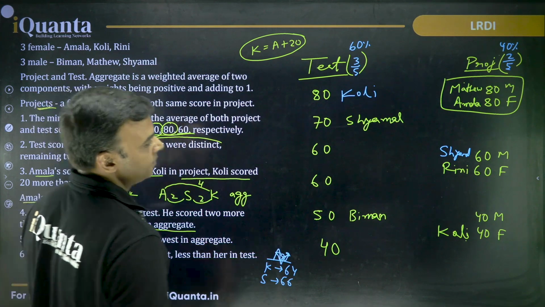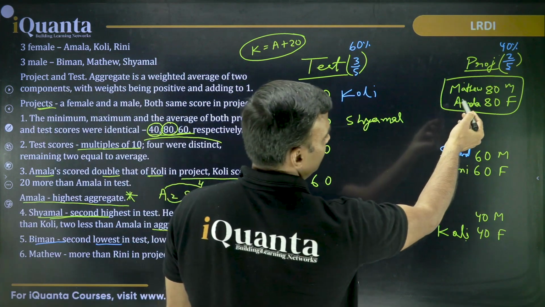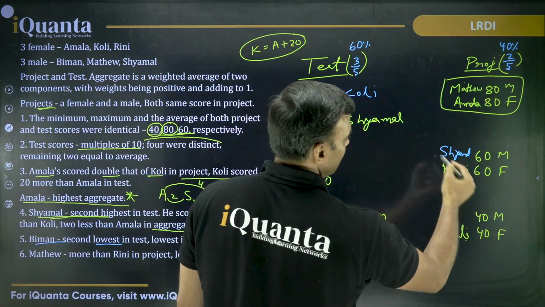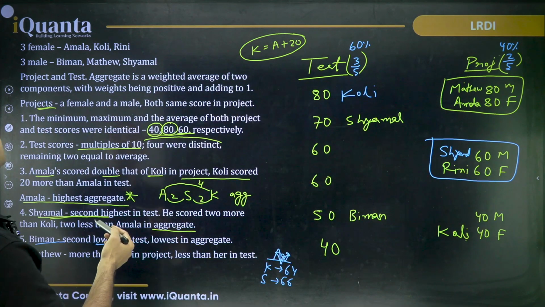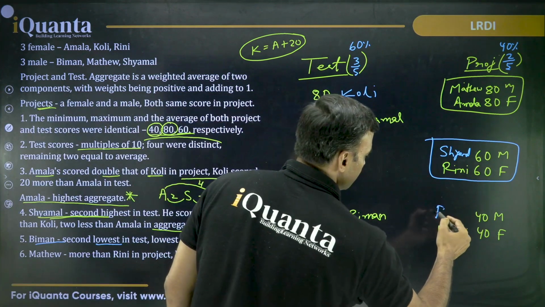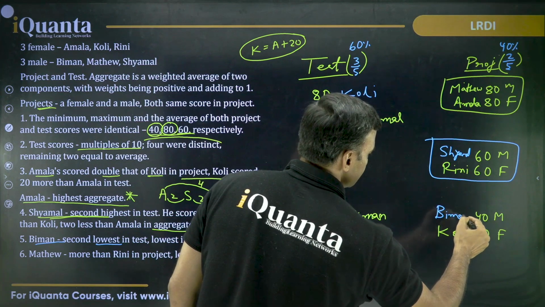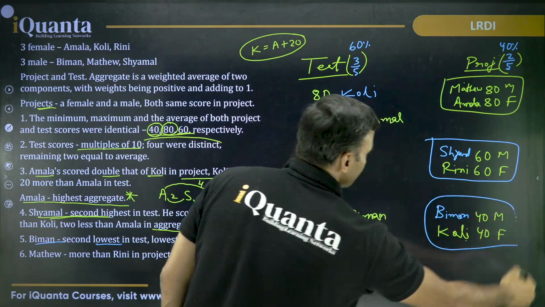Right? Yes. Is there anything else that we can fill here? Matthew Amla is done. Shamal Rini is done. That means at this place there is only one person left. Who is that? Biman. Biman has to come here. All right. Anything else that we can fill now?